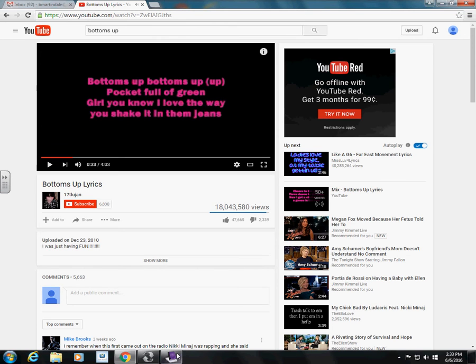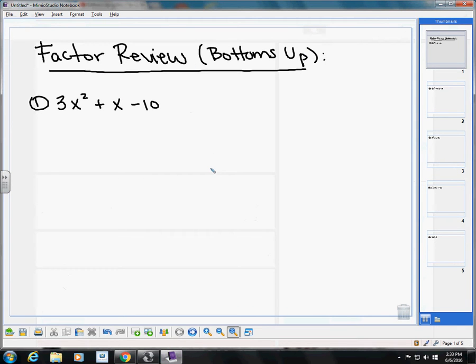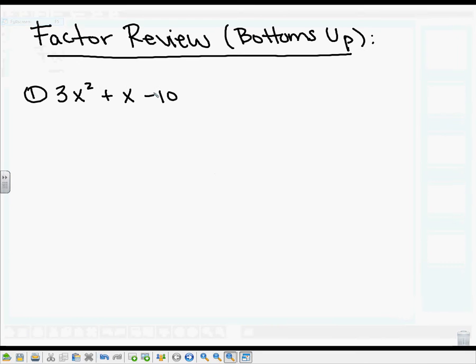Okay, so back to our factor review. For the bottoms-up method, no matter what method you use, you need to check for a GCF first. If you have a greatest common factor in the entire problem, go ahead and factor that out and then work from there. So let's first check: does this have a GCF in the entire problem? Between our coefficients, 3, 1, and -10, the GCF is 1, so no, we don't need to worry about that step. So you go ahead and go to the next step.